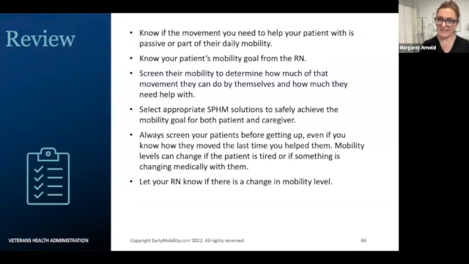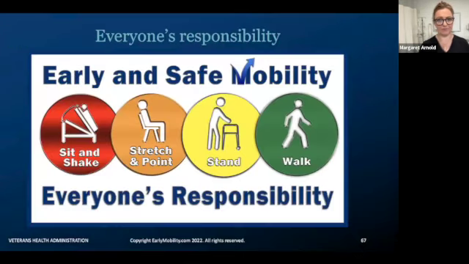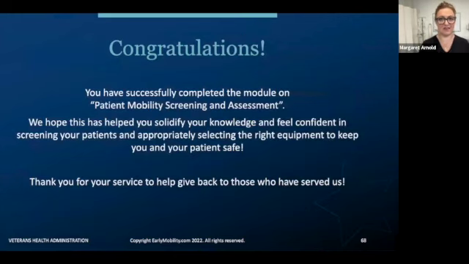Always screen your patients before getting them up, even if you know how they moved the last time you helped them. Mobility levels can change throughout the day if the patient is tired or if something has changed medically with them, or if they are getting up from a different surface. Let your nurse know if there's a change in mobility level. Mobility and safety is everybody's responsibility. Sit and shake, stretch and point, stand and walk. These are the 4 basic tenets of your mobility screen.